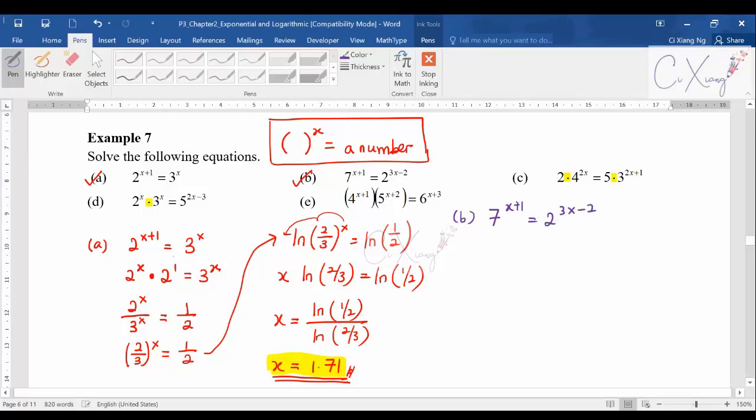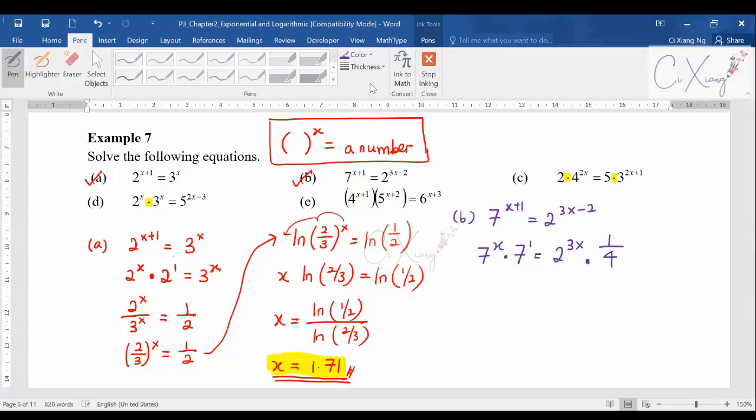Again, for all the powers with plus or minus, I will rewrite it. It will become 7 power x multiplied with 7 power 1 equals to 2 power 3x multiplied with 2 power negative 2. So 2 power negative 2, I can write as 1 over 4. Why do I get 1 over 4? It is because of 2 power negative 2.